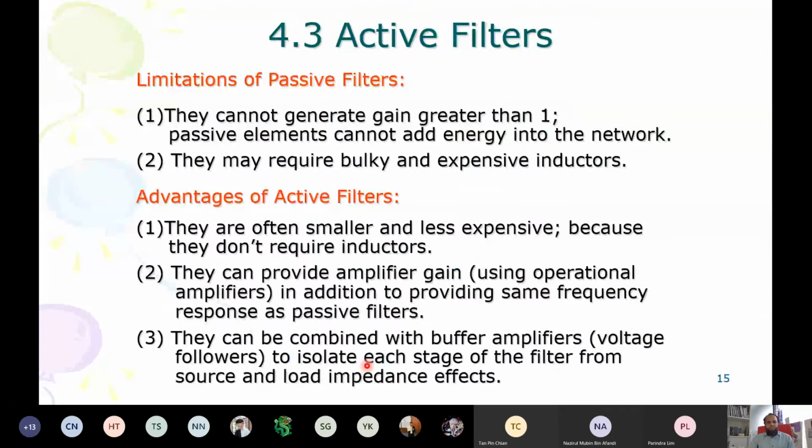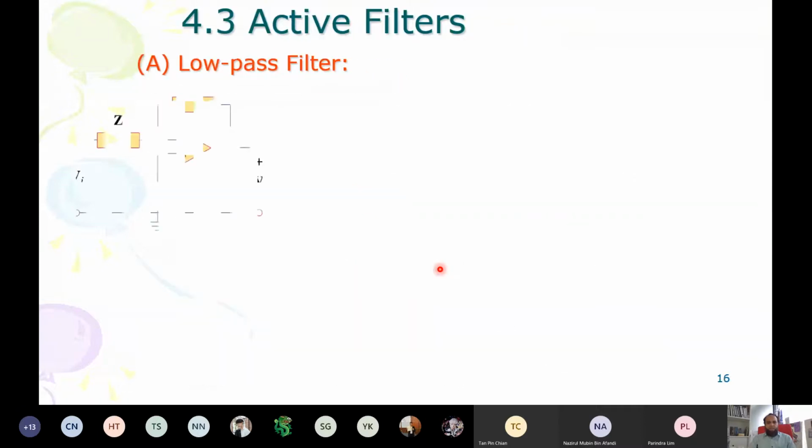So the difference in active filters and passive filters is basically, once again, there are no inductors, mainly no inductors. So they are not very big, and they can add energy into the network. Normally the gain is not more than 1. In this one, we can have any gain. We can have smaller circuits, less expensive, less in weight as well, and many other benefits. So we will be using low pass filters.